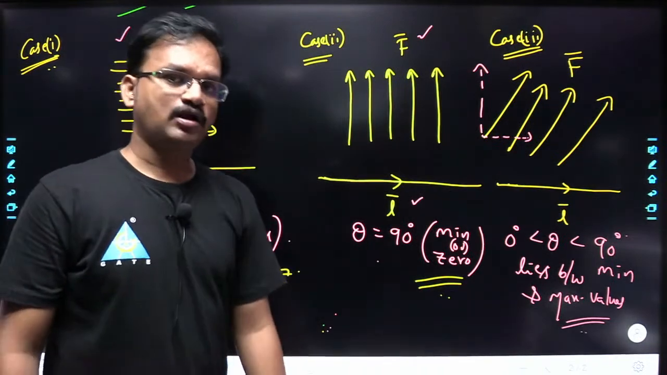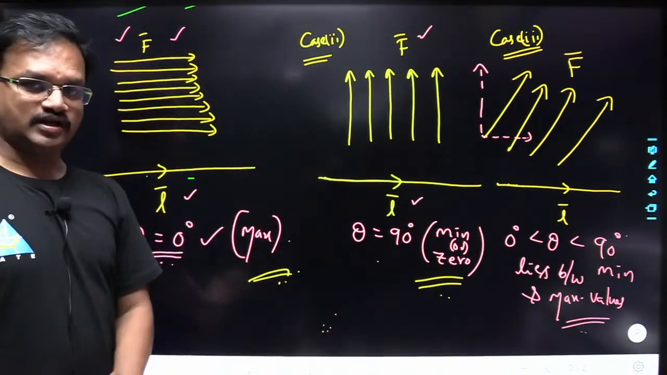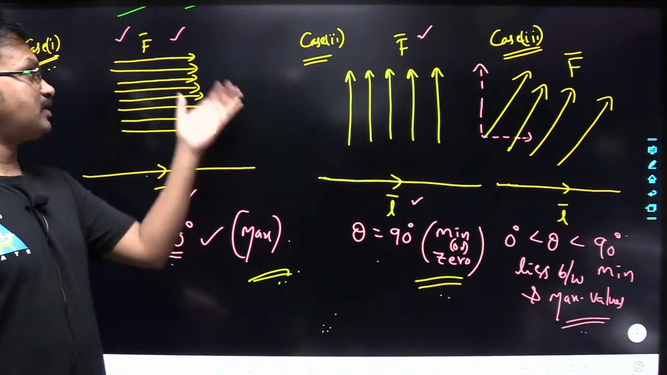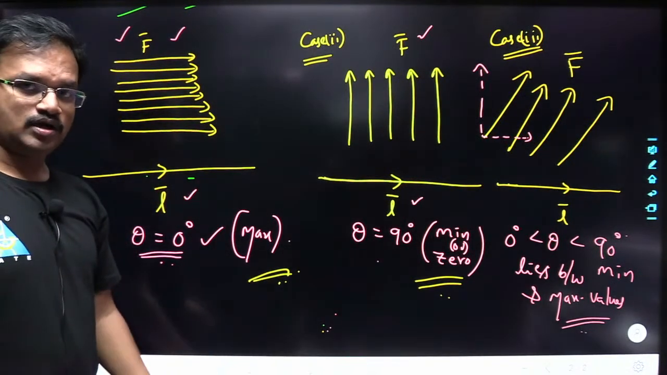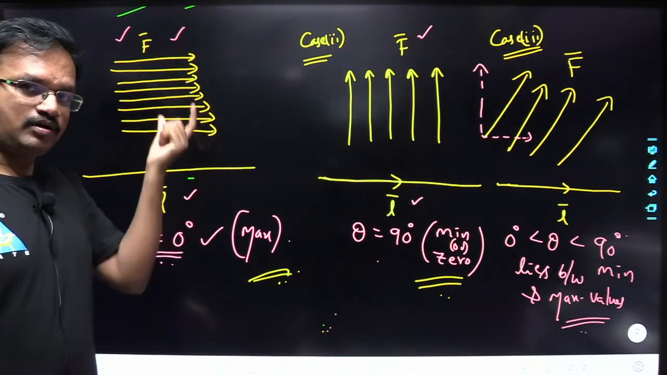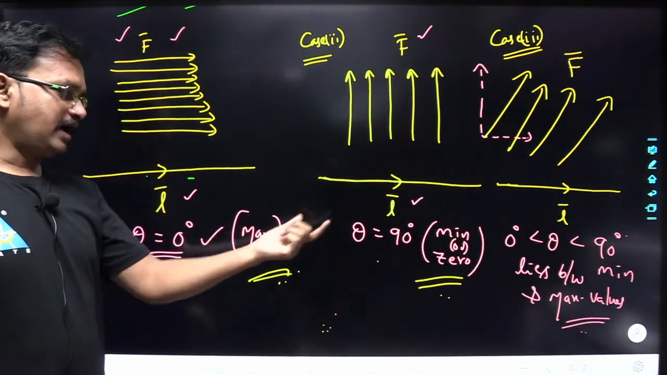So which mathematical operation will satisfy all these conditions? And also it is depending upon what? The magnitude of F bar and the magnitude of L bar. Okay, so it is depending upon the magnitude of F bar, the magnitude of L bar, and the angle between what?